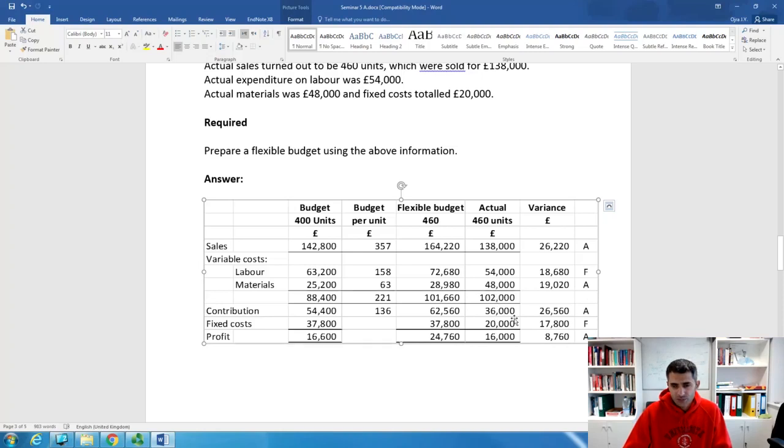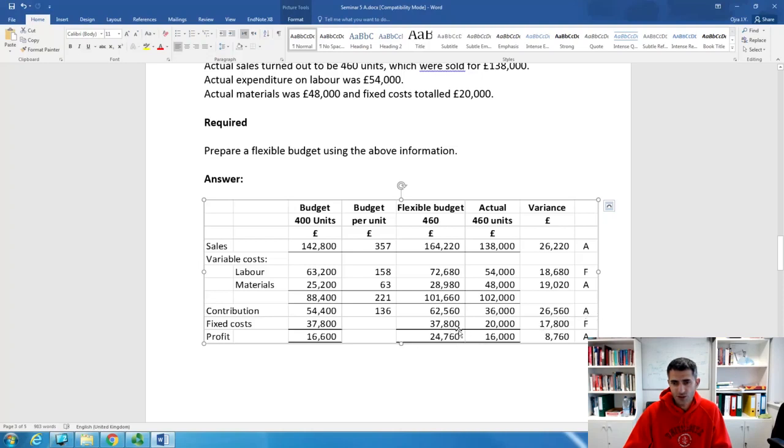Okay, so in terms of contribution, you will see it's adverse, of course. Why? Because for contribution here, we expected to make a contribution, profit before fixed cost, equal to 62,560, but we ended with 36,000. Of course, this difference is adverse.